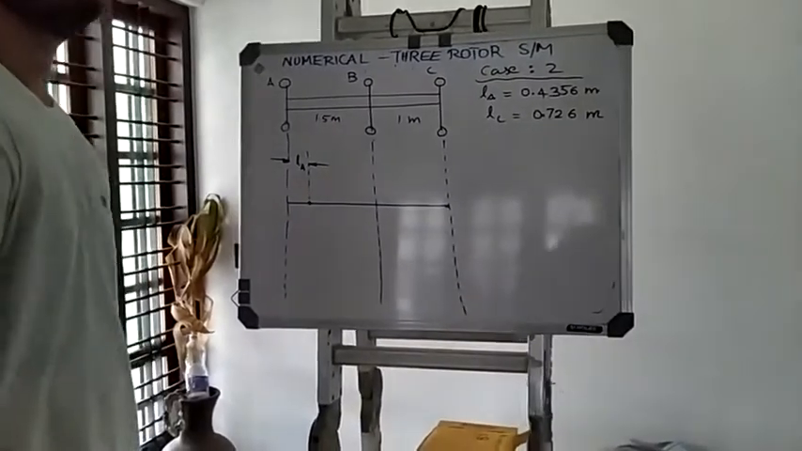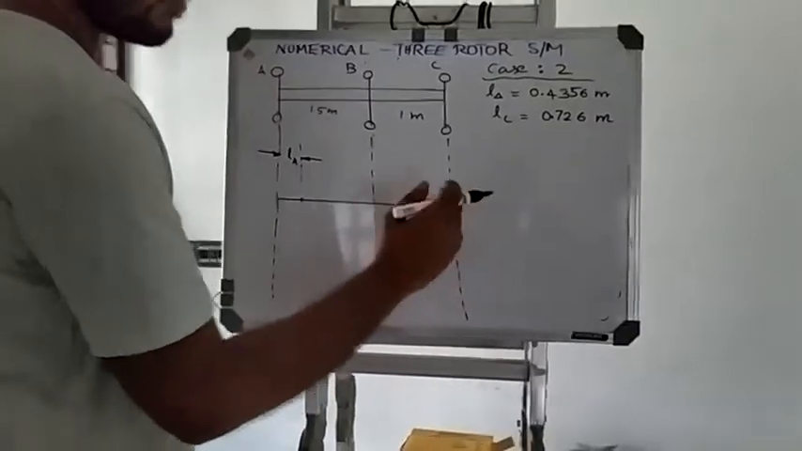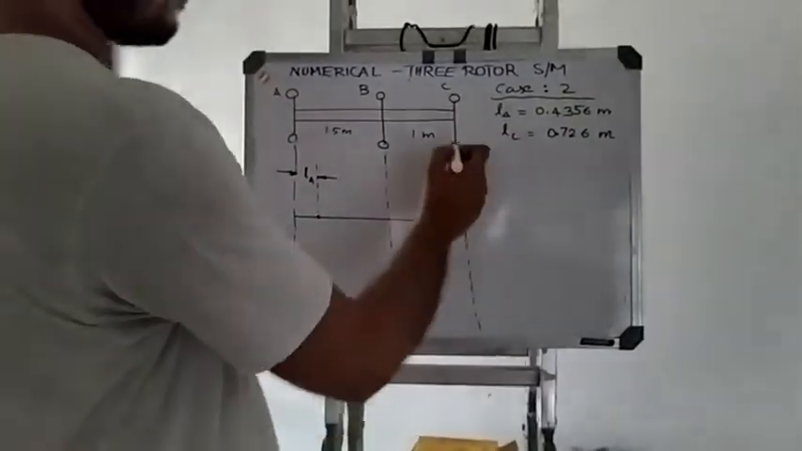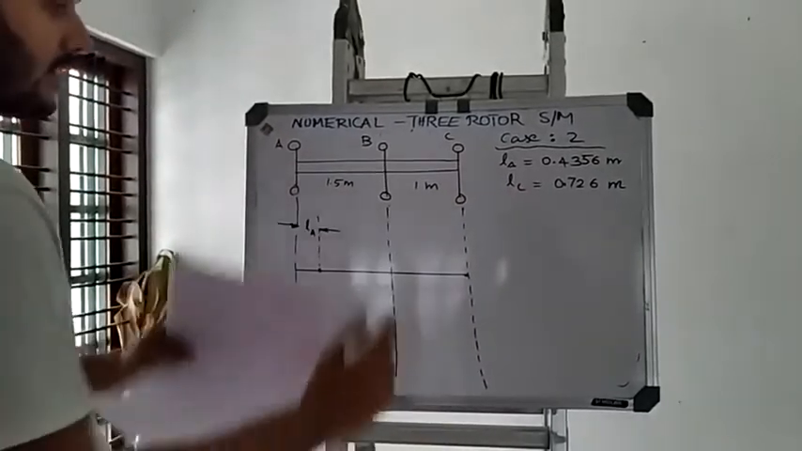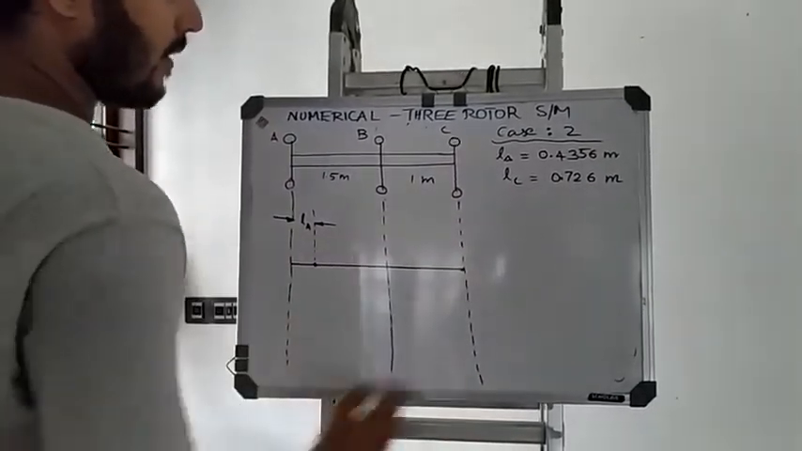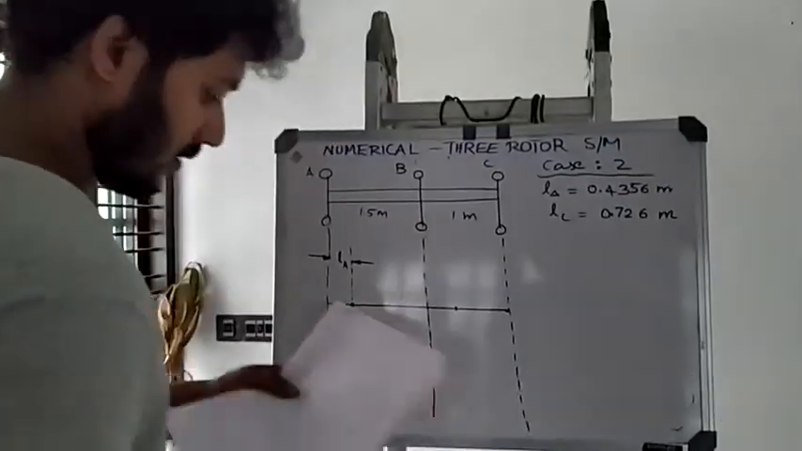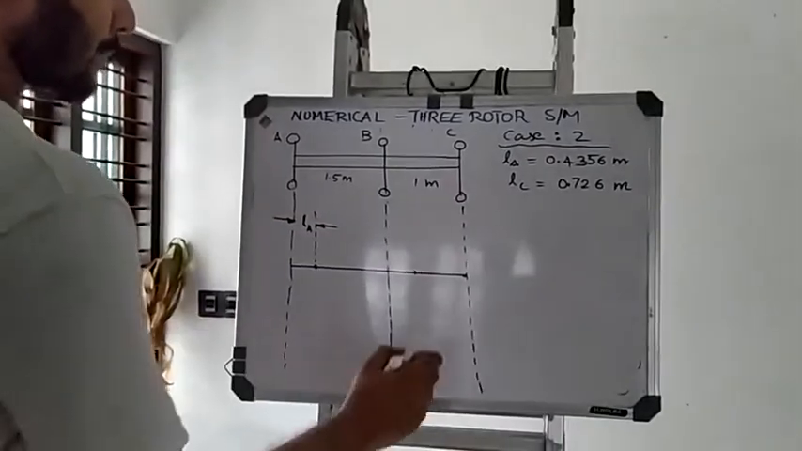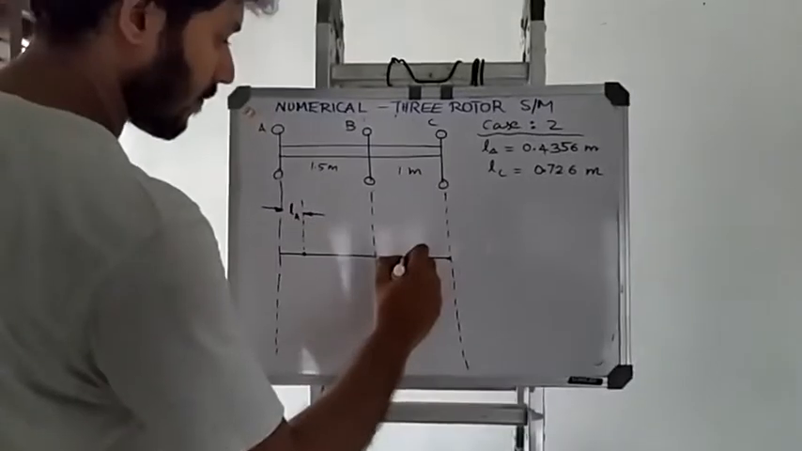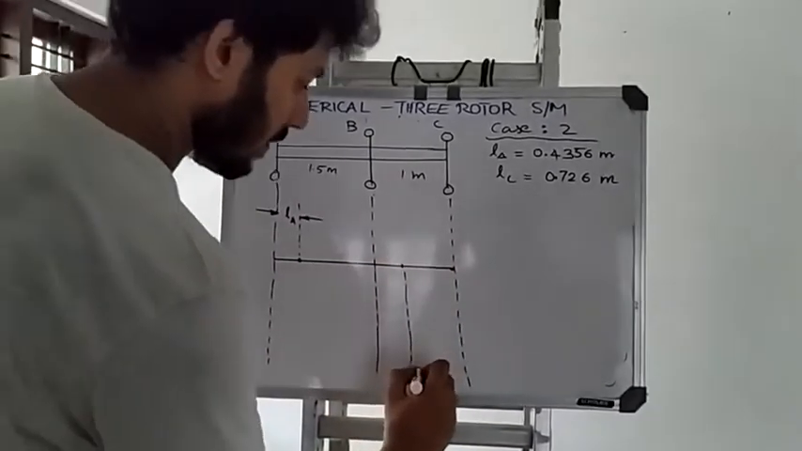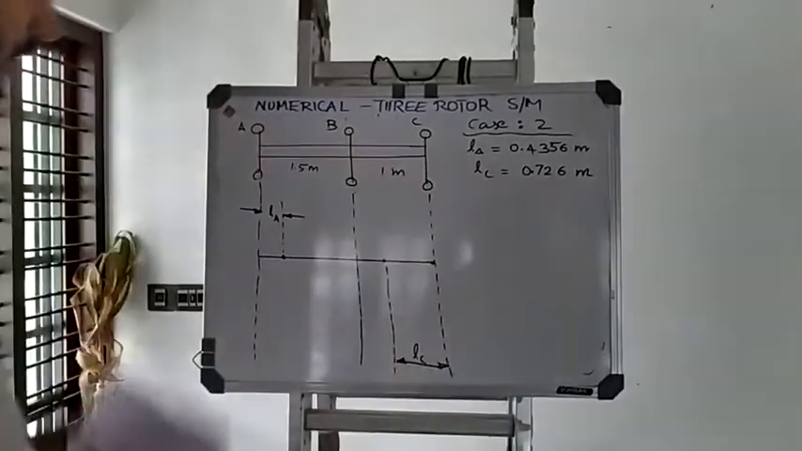Next, LC. What is LC? LC is again the distance of the node between B and C from the rotor C. It is 0.726. Now the total distance is 1 meter, hence LC is also coming within this section. So let this node be somewhere here, and let us represent this distance as LC, which is 0.726.